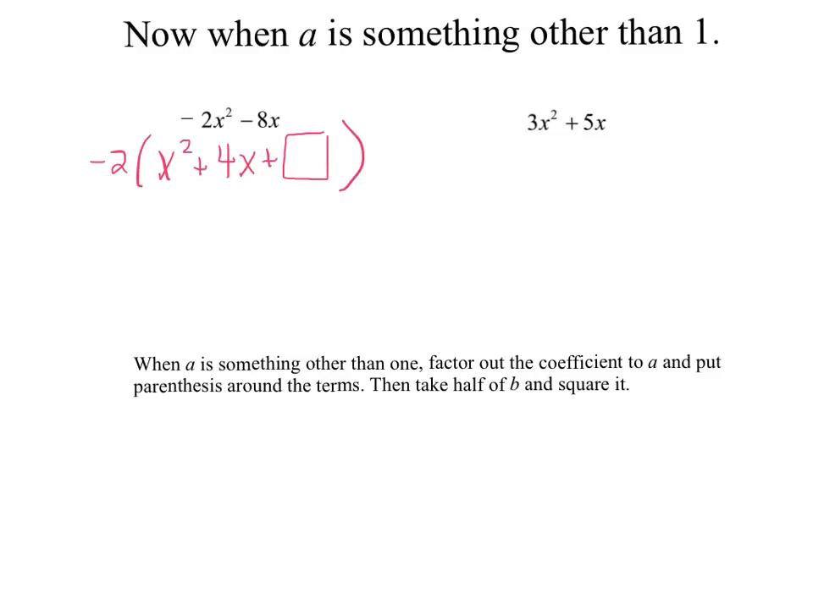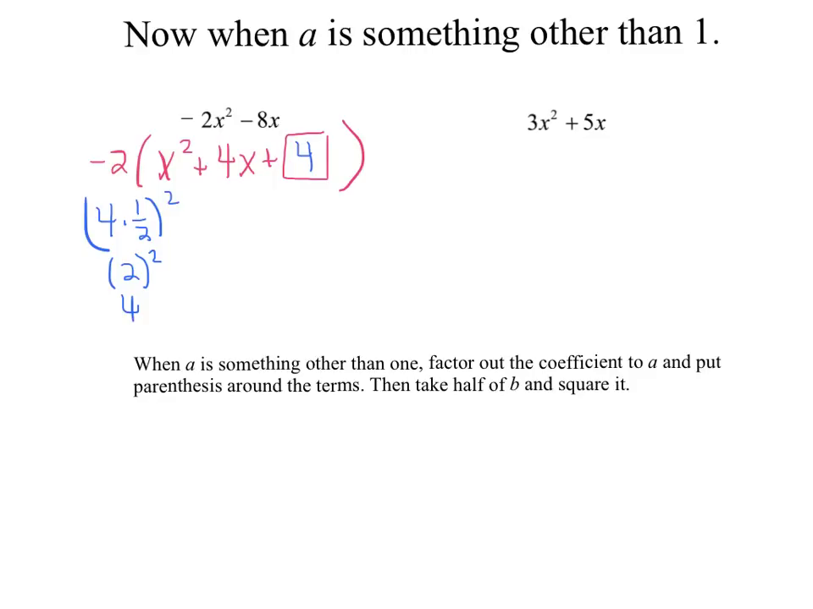Now, looking inside the parentheses, what do I have? My value of b is 4, so I need to take half of that and square it. Half of 4 is 2. 2 squared is 4. And so when I add my 4 in here, I've now completed the perfect square trinomial.